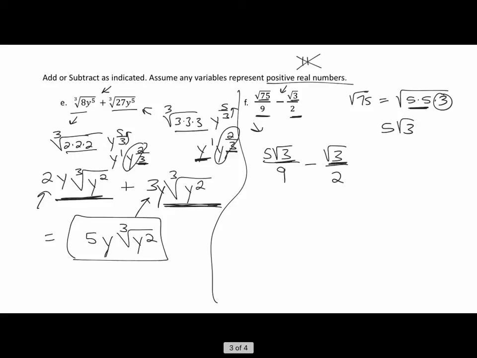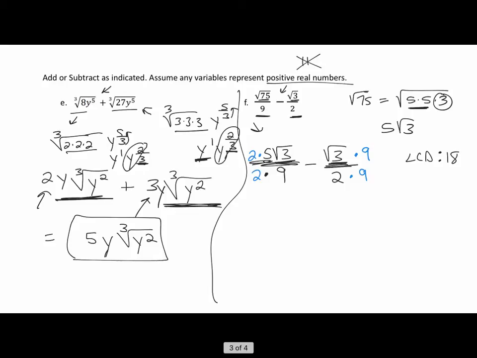They're like radicals, which means I can combine them, but they're fractions as well. So I cannot combine these two terms until they have the same denominator. So the least common denominator of 9 and 2 is 18. So that means I need to create equivalent fractions. That means that 9 needs to be multiplied by 2, and 2 needs to be multiplied by 9. Well, we must multiply the numerators as well.